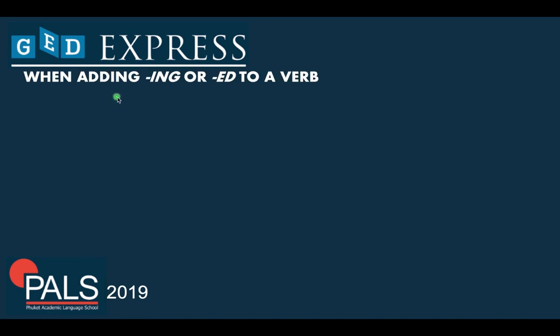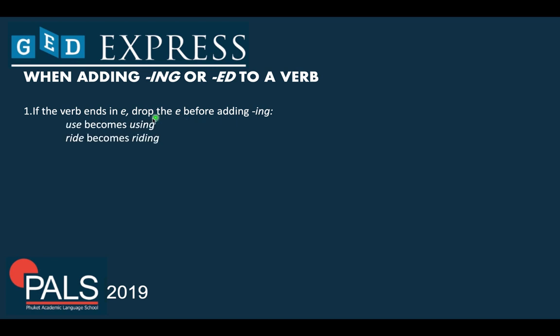Next, when adding -ing or -ed to a verb, if the verb ends in E, drop the E before adding -ing. So that's not M-A-K-E-I-N-G, it's just M-A-K-I-N-G. Such as with use becomes using, ride becomes riding.